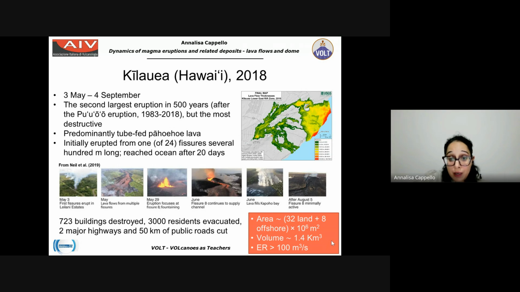This is on the top right. You see the mapping of the final lava flow, which reached the sea and destroyed 723 buildings, with more than 3,000 residents evacuated, 2 major highways and 50 kilometers of public roads cut.